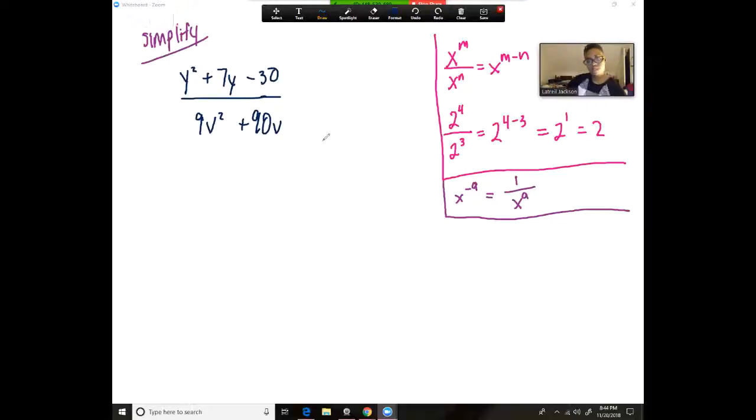Okay. So we're going to use factor by grouping. I'm not doing a guess and check. I did that to show you that's one way that a lot of you are probably doing it, but factor by grouping or the AC method is the way to go.